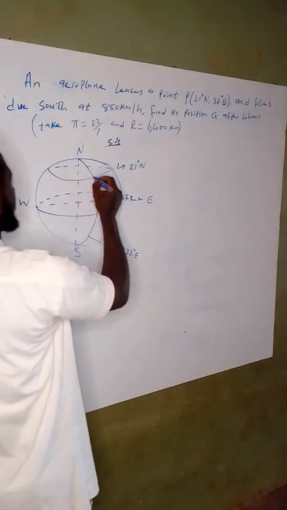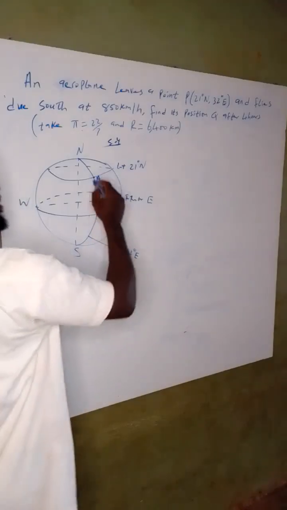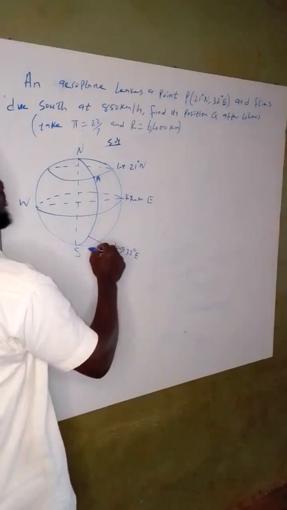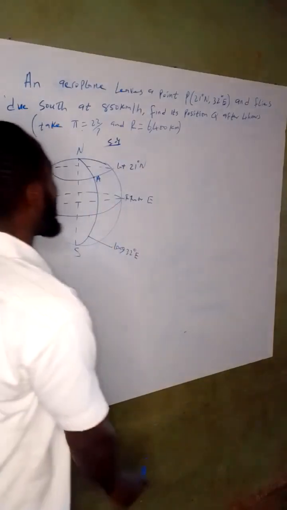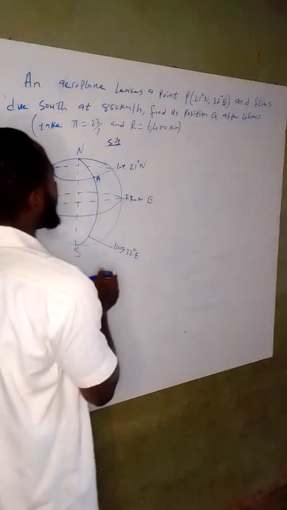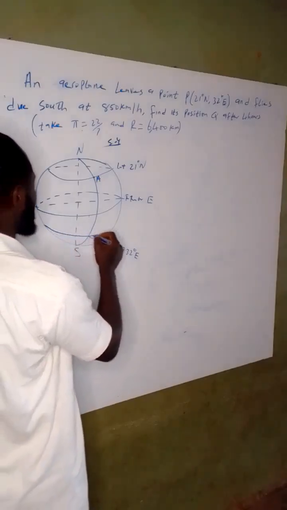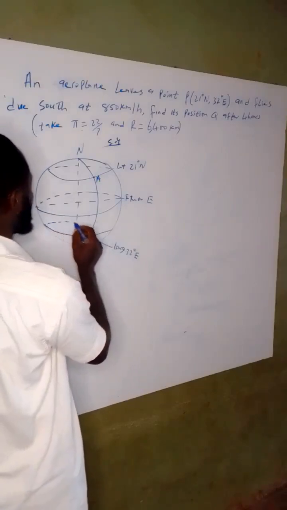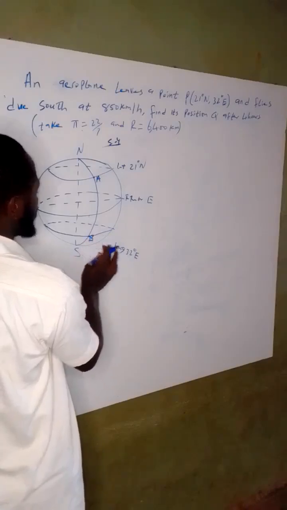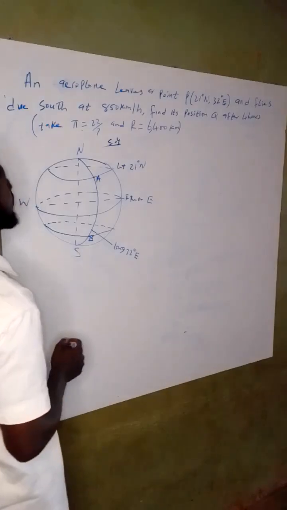So this is the point, and this is the aeroplane. Let's call it A. This aeroplane now flies due south at 850 km per hour. So find the position Q after 4 hours. Let's assume the aeroplane is here, due south. Let's call it B. We don't know the longitude of B, and that is exactly what they asked us to find.